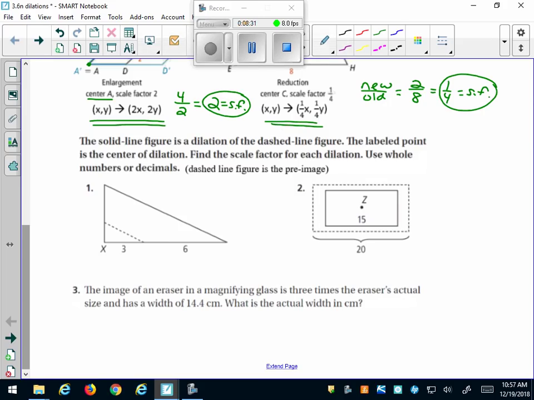All right, so if we look at a couple of examples, what shape is this? Number 1. It's a triangle. It starts as a triangle, it ends as a triangle. If you read the directions, it says the solid line figure, so this bigger triangle, is a dilation of the dashed line figure. In other words, the dashed line is the pre-image. It starts as the dashed, and it becomes the solid. They ask us to figure out the scale factor, so we're going to do new over old.